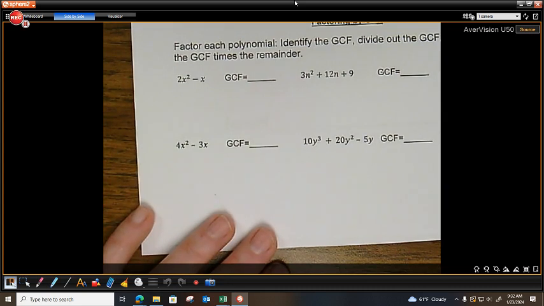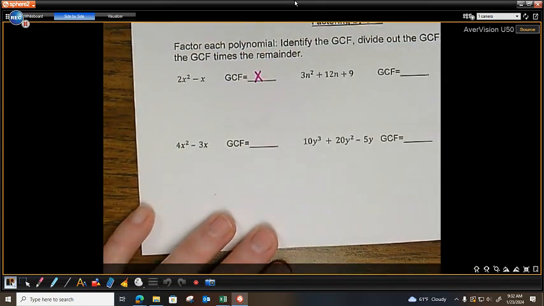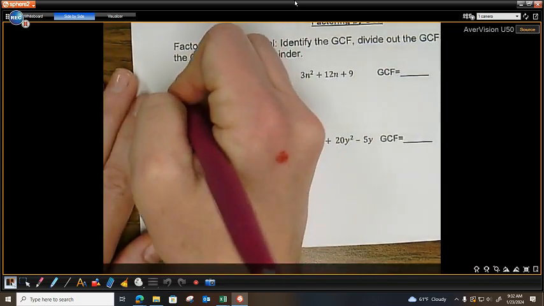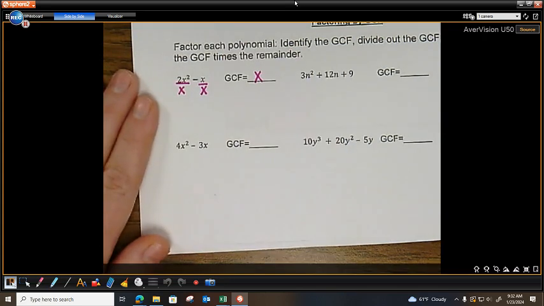Do they both have an x? Do they both have an x squared? No. So what's my GCF? 1x. And you can put the 1 there, but do you need to put a 1 with a variable, a coefficient? No. So I'm just going to put x. Okay? So that was step 1. Find the GCF. Step 2 is divide out that GCF from each of your terms. So I'm going to do divide by x, divide by x.